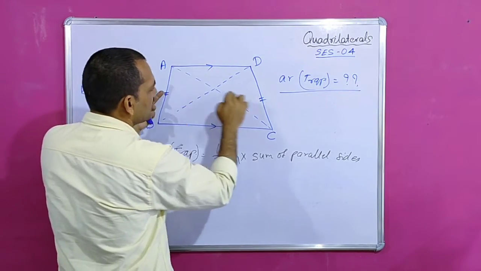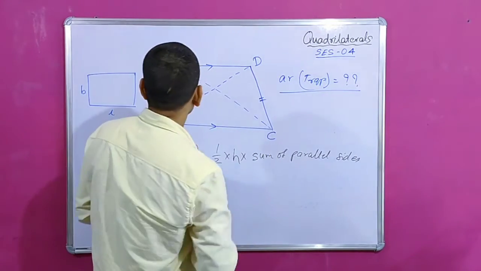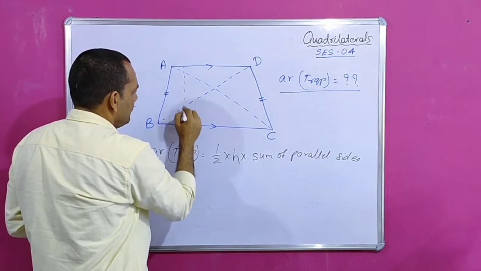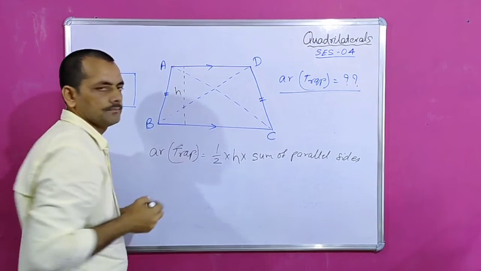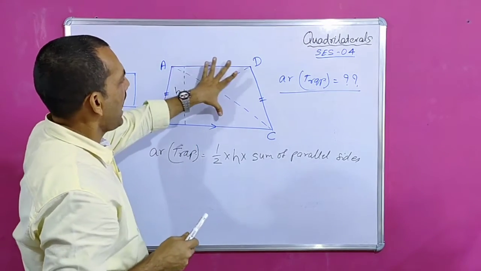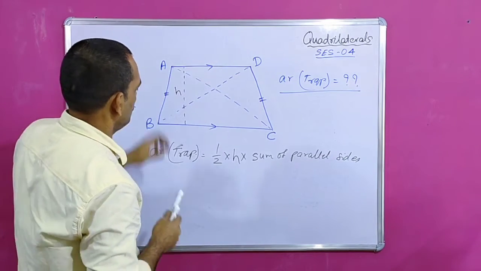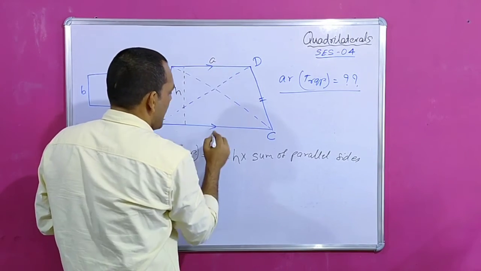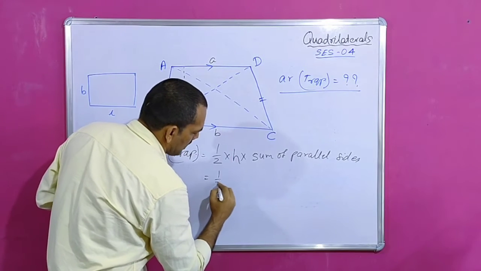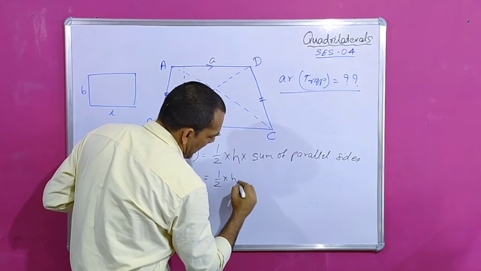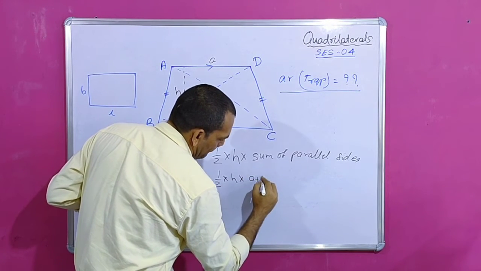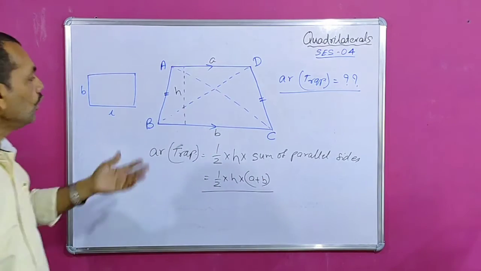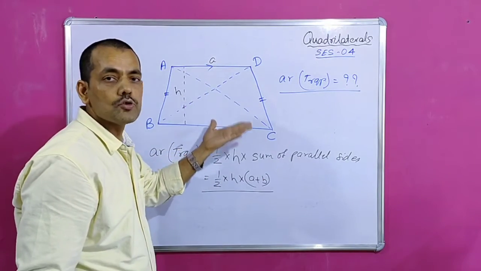So we are finding somewhere the mid between them. So this value multiplied by height. Let's say the height of this isosceles trapezium is h, and these two parallel sides, let's say this is A and this is B. So this reduces down to half into h into A plus B. So this is the area of an isosceles trapezium.